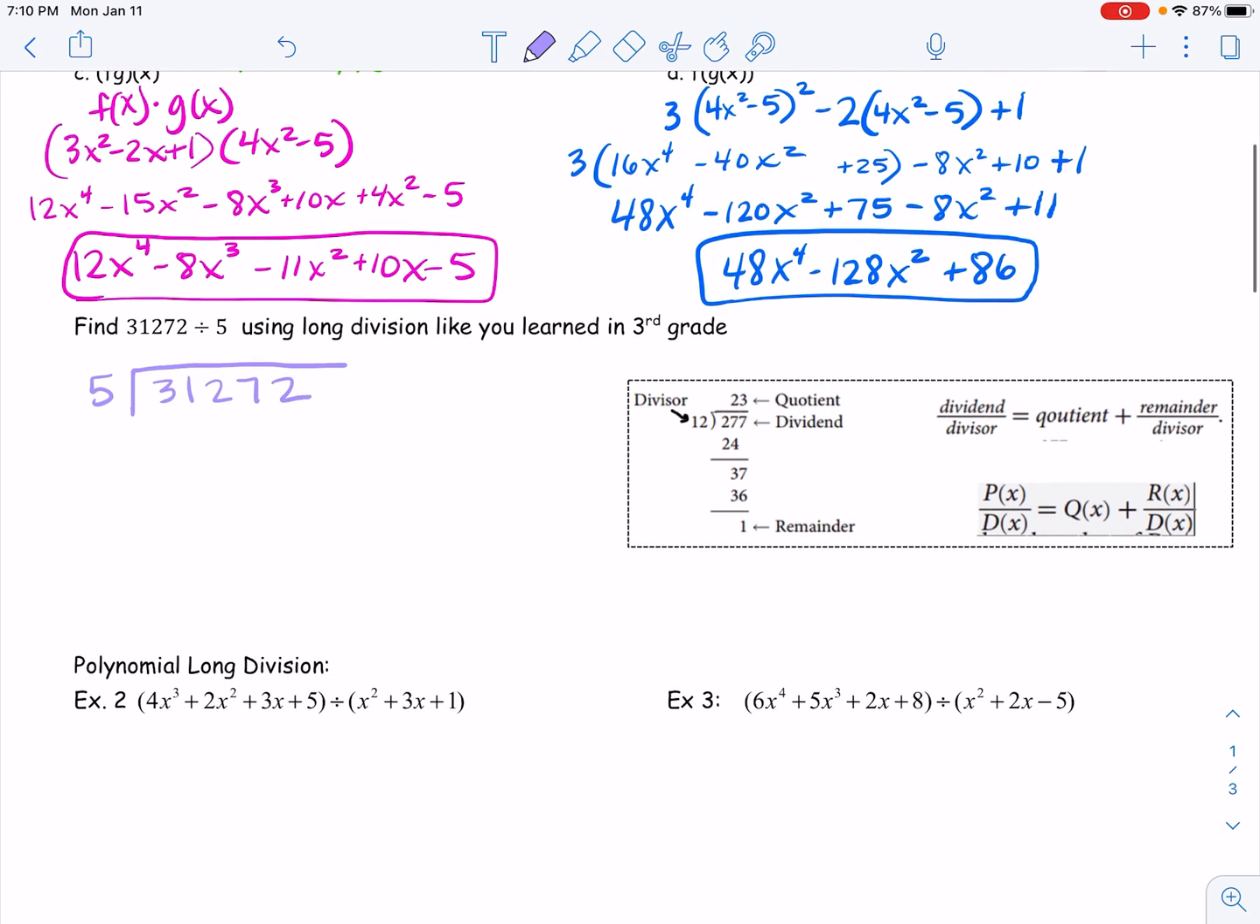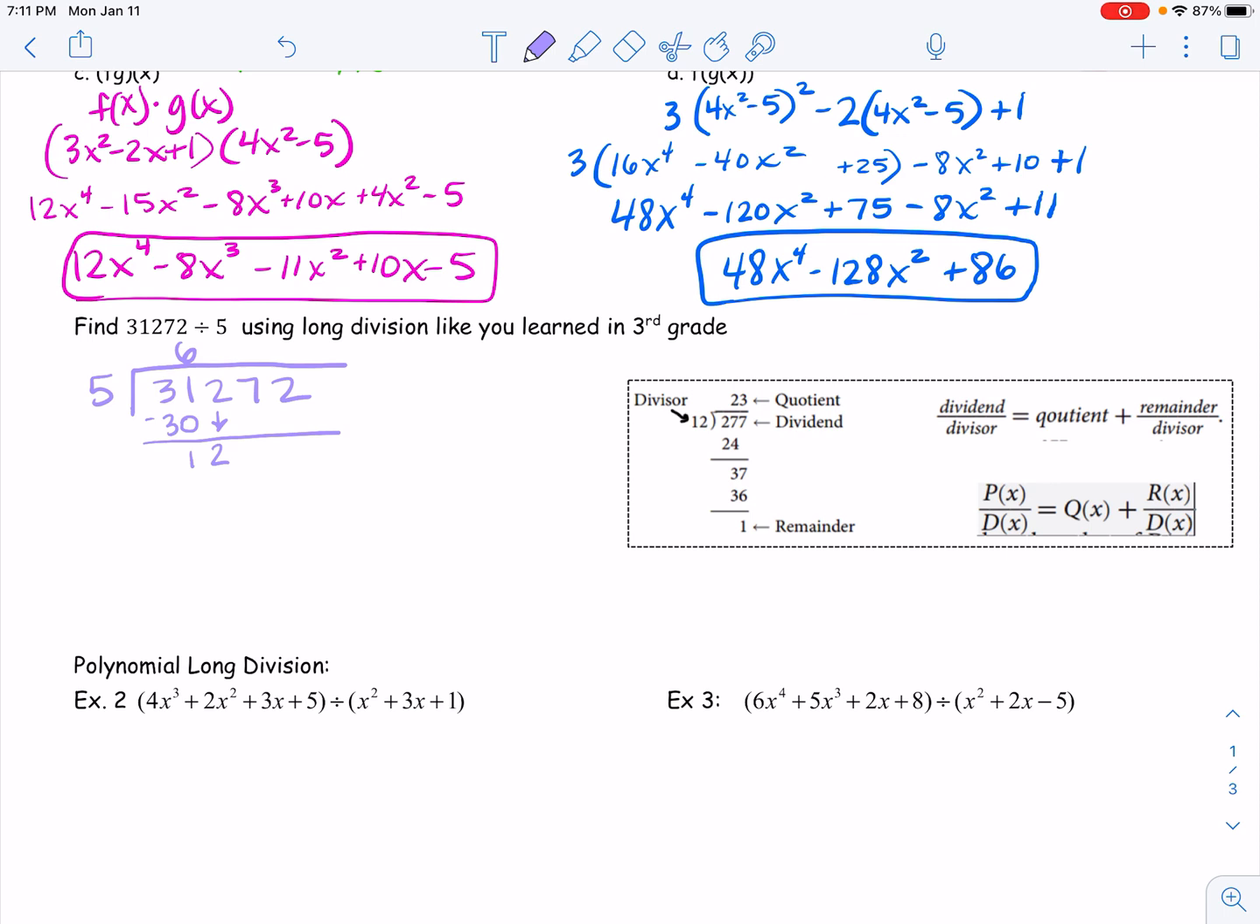So if you were dividing this problem, you would first say, can 5 go into 3? No. Can 5 go into 31? Yes. How many times can 5 go into 31? 6. And then you do, what is 6 times 5? So that part of the quotient times the divisor gives us 30. Notice you marked the 30 down, and then what did you do? You subtracted, right?